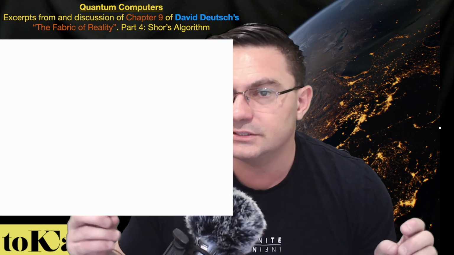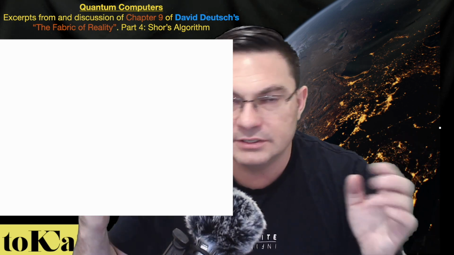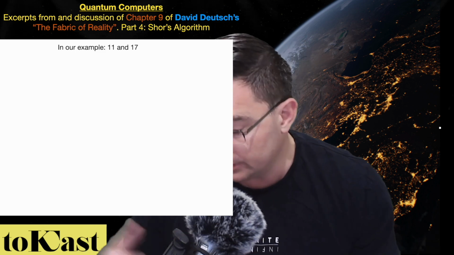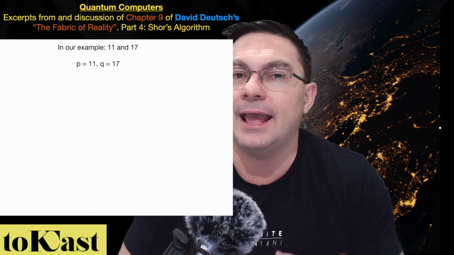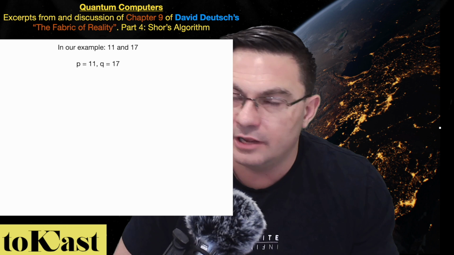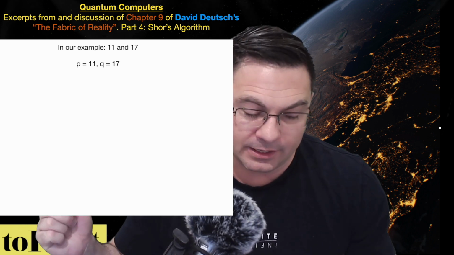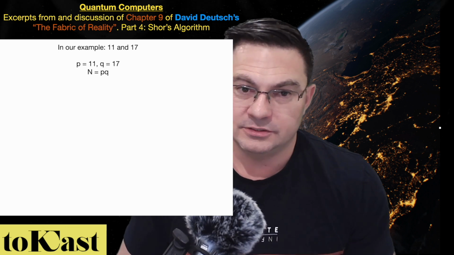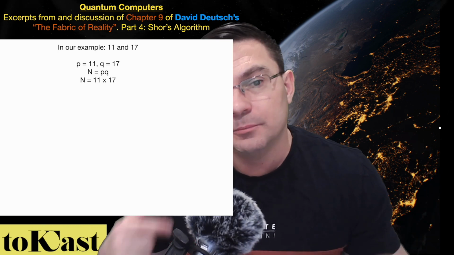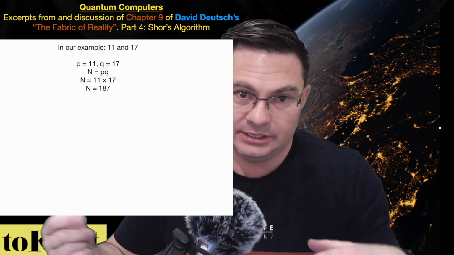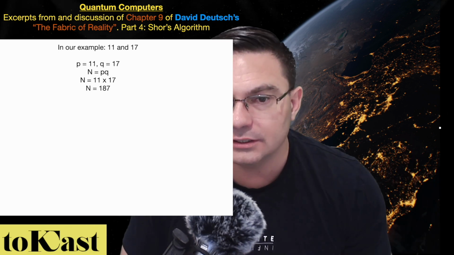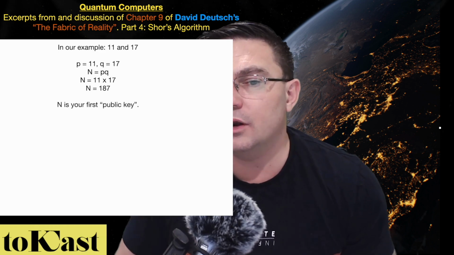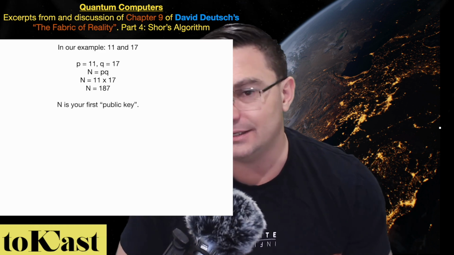Okay, so let's say you pick 11 and 17. They're going to be your prime numbers. As we do in these things, we're going to call them P and Q. P equals 11, Q equals 17. Step 2. We're going to multiply P and Q together to get N. P times Q is 11 times 17, that's 187. N equals 187. This N is one of your public keys.